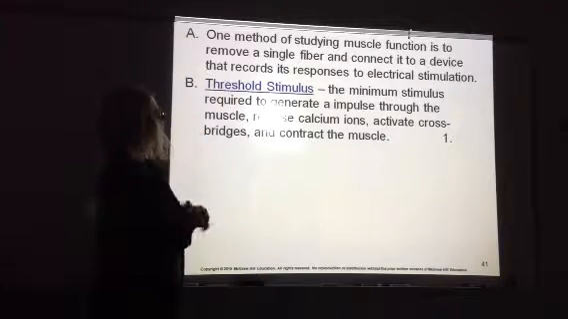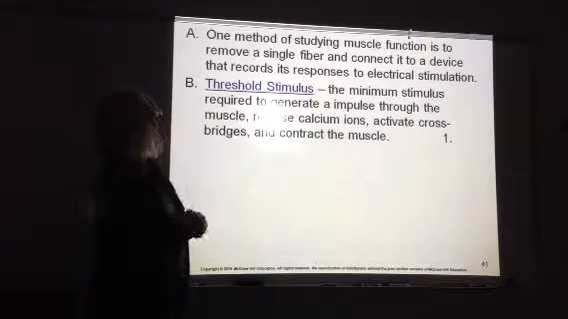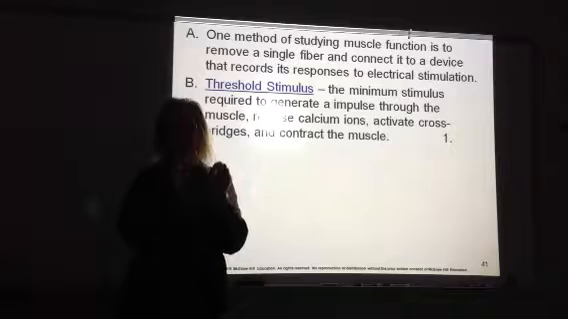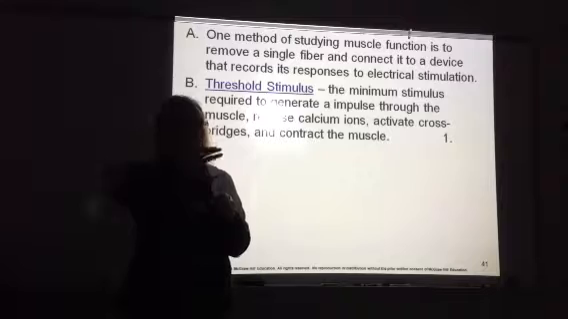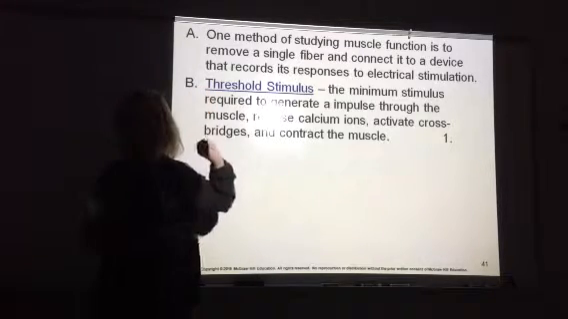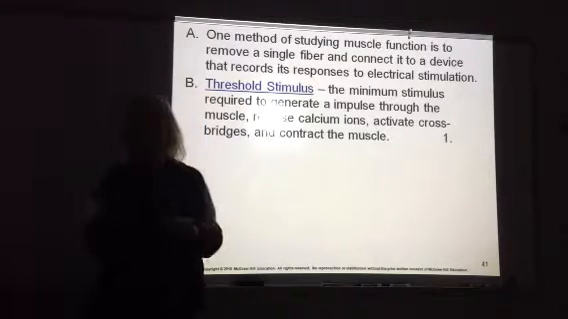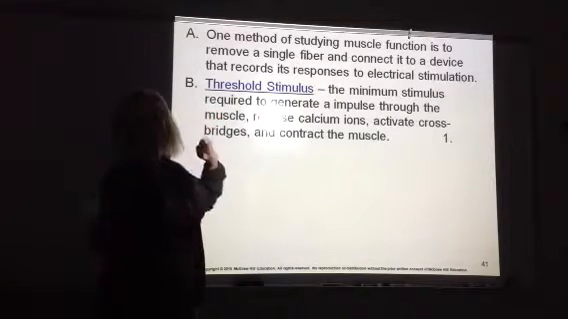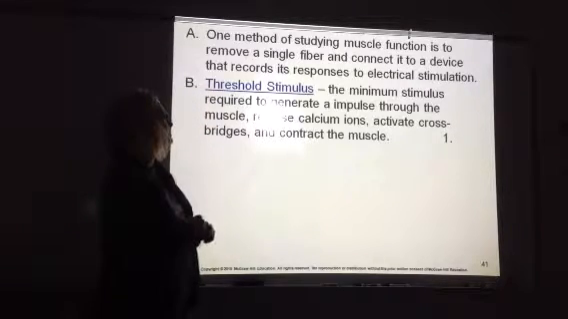Today we're going to be looking at some of the muscle stimulation and how things work. One method of studying muscle function is they take a single fiber and connect it to an electrical device so they can measure the electrical activity produced by that muscle. When that happens, there's a threshold stimulus. The threshold is the minimum. In order for your muscle to flex or contract, there has to be a minimum amount of stimulus that activates it. That is the threshold stimulus.